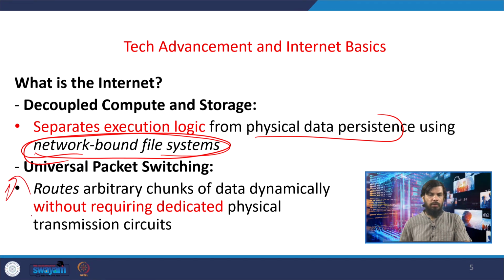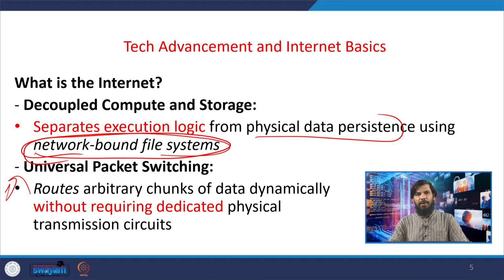Next is universal packet switching, right. In universal packet switching, the internet is able to route arbitrary chunks of data dynamically without requiring dedicated physical transmission circuits, right. So, there is no dedicated connection between two computing nodes across the network, and through a universal packet switching mechanism, the routing of chunks of data packets is done dynamically, right. So, this essentially improves network utilization and network efficiency.